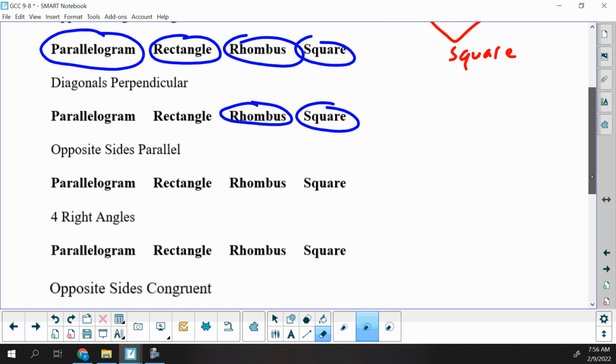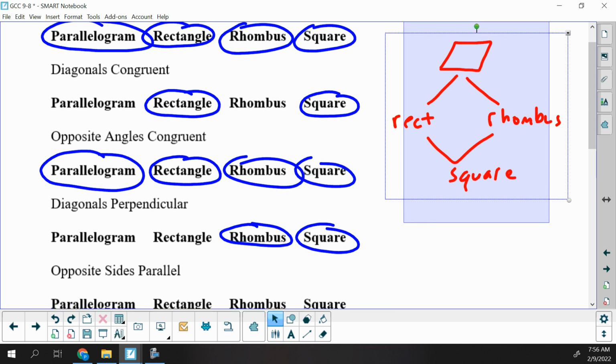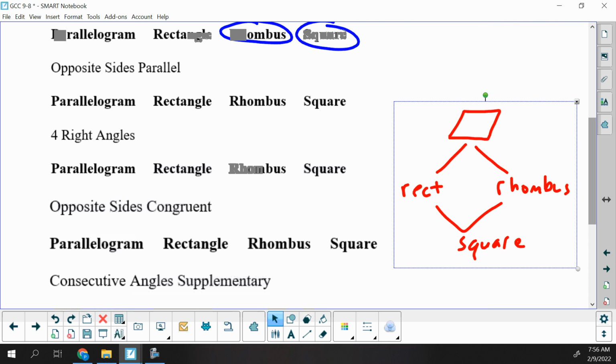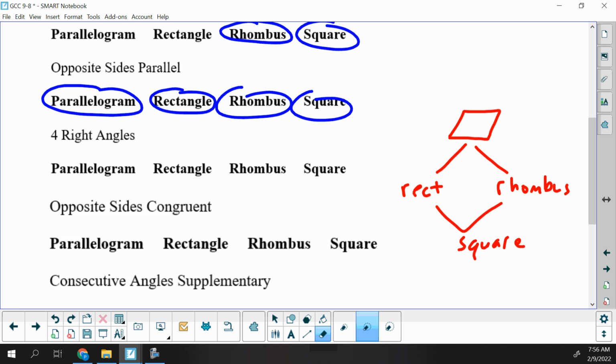Opposite sides parallel. The first place that we have opposite sides parallel is with our parallelogram. So the parallelogram has opposite sides parallel, and then everything below that on the flow chart. So in other words, the other 3 things have opposite sides parallel. First one that has 4 right angles is the rectangle, and then everything underneath that in the flow chart, so the square, also has that property.